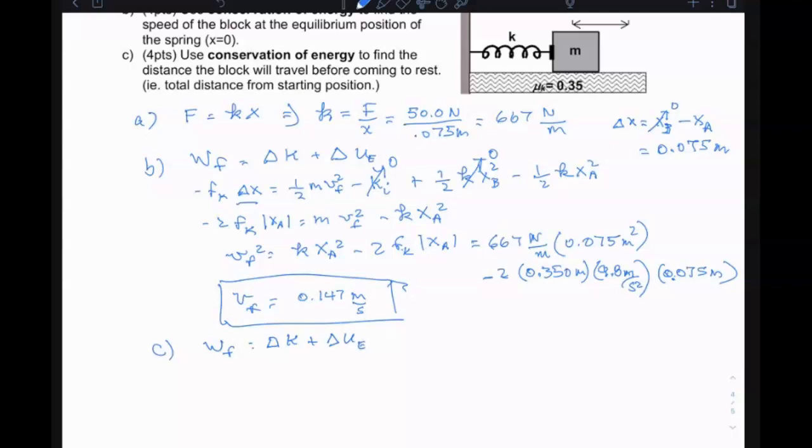If we're talking about the total distance from position XA to some final distance beyond XB, then the initial kinetic energy in that situation, since it's starting from rest, is 0, and the final kinetic energy is going to be 0 because it comes to a rest after this total distance, d. So we could set this term equal to 0.